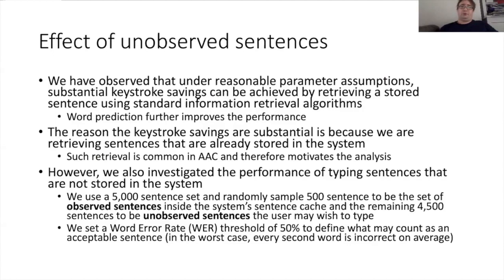However, we also investigated the performance of typing sentences that are not stored in the system. Now, since we are trying to identify sentences that are not stored in the system, the sentences we retrieve are never going to exactly match the sentence the user is actually trying to type in this instance. We therefore define a tolerance threshold using word error rate. We use a word error rate tolerance threshold of 50%. That means we count a sentence as reasonably okay if at worst every second word in the retrieved sentence is incorrect.